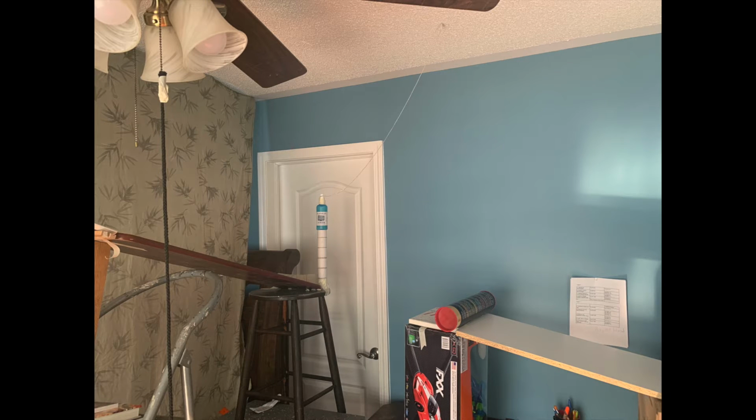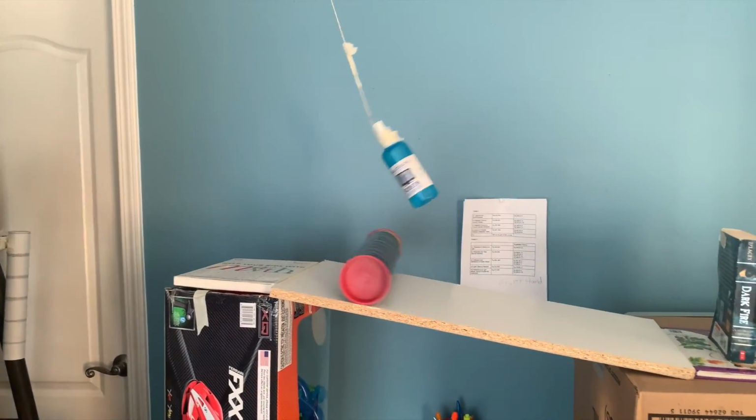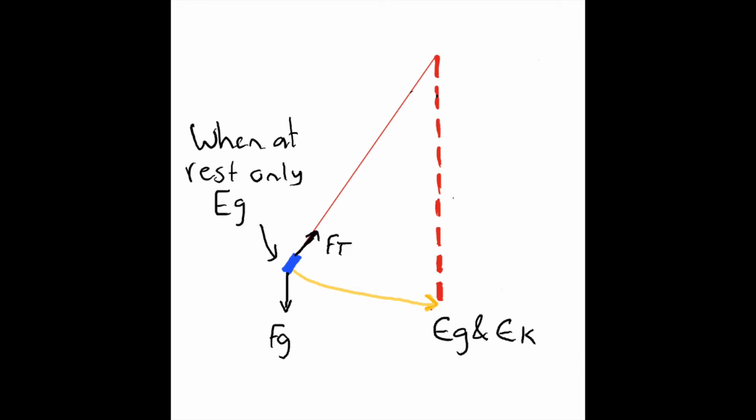This contact force applied on the paper roll from the ball causes the bottle, which is resting on top of the paper roll, to fall. When the bottle is at rest on top of the paper roll, it only has gravitational potential energy and no kinetic energy. But as it begins to move, energy transformations occur and it gains kinetic energy.